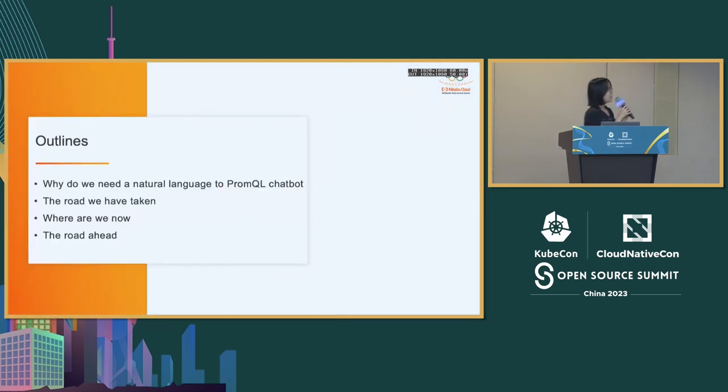We have four parts for today's presentation. The first part is about why we need a natural language to PromQL chatbot. The second part is the road we have taken, where I'm going to show you not only the technologies that we have tried and turned out to be effective, but also the technologies that we have experimented with and turned out not to be as helpful as we expected. The third part is where we are now, and I'm going to show you a demo of our natural language to PromQL chatbot. And the fourth part is about future development.